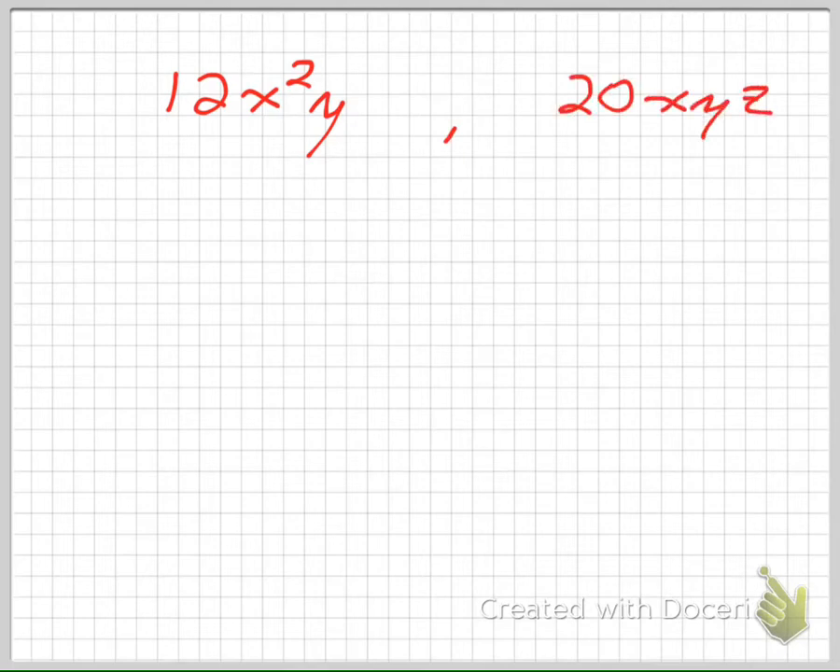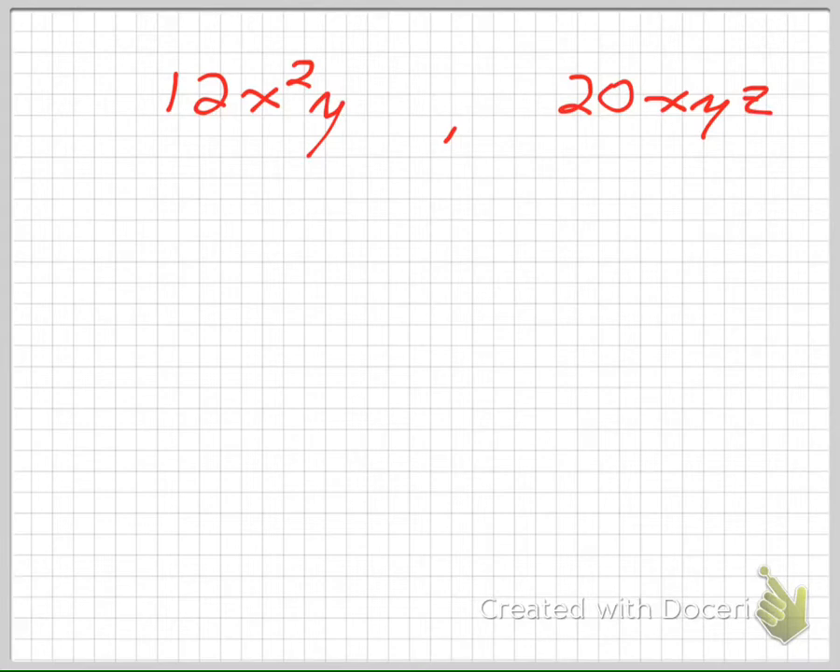Anyway, let me show you then how to do this using variables. Understand this. The whole point of this is that you follow the same pattern. Nothing changes. Just because all of a sudden we put variables in there, the pattern doesn't change. 12x squared y, and the least common multiple of 12x squared y and 20xyz.